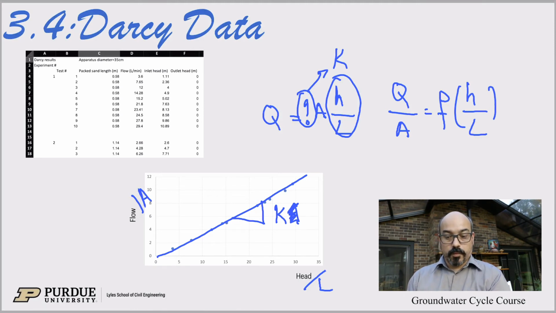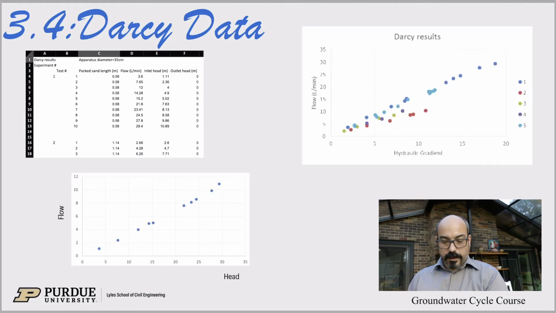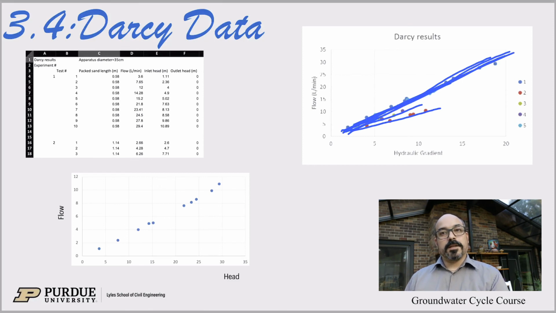Here's a look at all the experiments, and you can see that some of them are really on top of each other, and some of them have slightly different slopes. One of the goals of the homework is to discuss why you think the slope might be slightly different. Did we use different materials, for example, different sands? In theory, if they come from the same material, they should have the same slope. This is really important because K, hydraulic conductivity, really is a property of the sand itself, of the material, not really of the fluid.